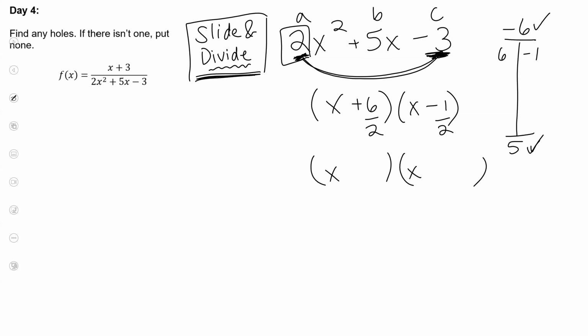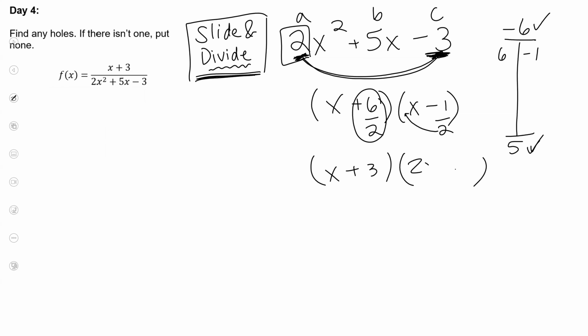Let's simplify. What is 6 divided by 2? So this will become x plus 3. This 1/2 is already simplified. I'm going to bring the denominator to the front. So this will become 2x minus 1. Let me write it prettier so that it's not all scrunched up. This will become 2x minus 1.